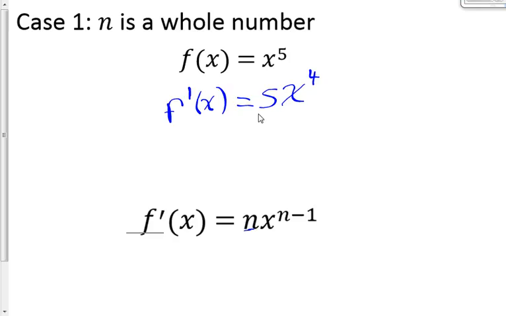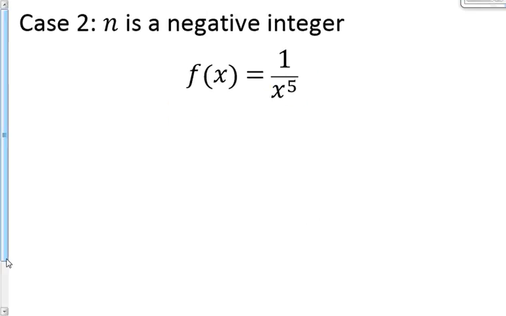All right. So if n is a whole number, basically you have a polynomial here, a monomial of degree 5. So if you have an nth degree monomial, then the simple power rule will allow you to take the derivative. Here's something else. This is not a polynomial. Case 2 is where n is a negative integer. This is a rational function, all right?